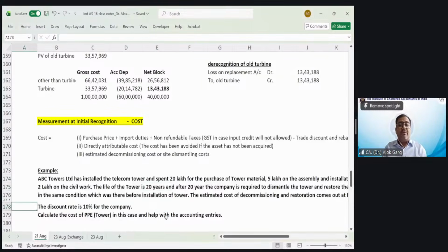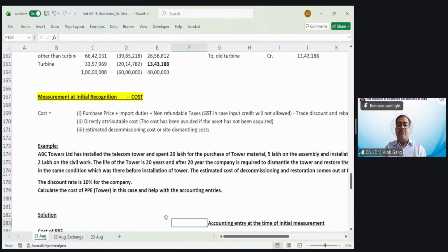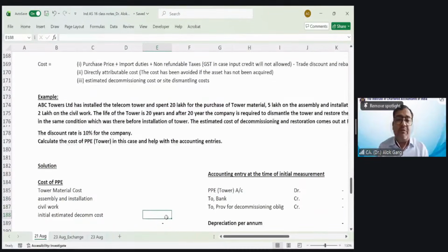Oh, sir, the discount rate is also given. The discount rate is 10% for the company. Calculate the cost of PPE tower in this case and pass the accounting entries. The accounting entry has also been asked. So what is my cost of PPE? Will this tower material be my cost of PPE? Of course, yes, 20 lakh rupees.